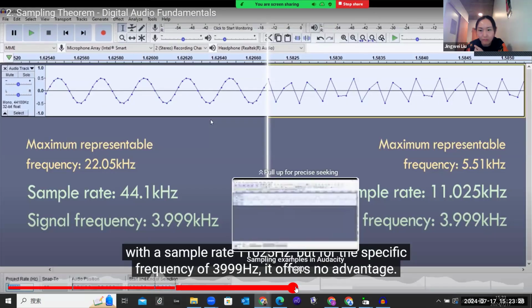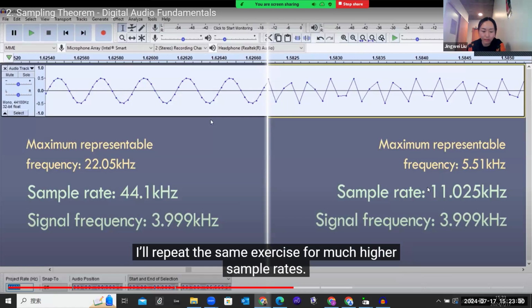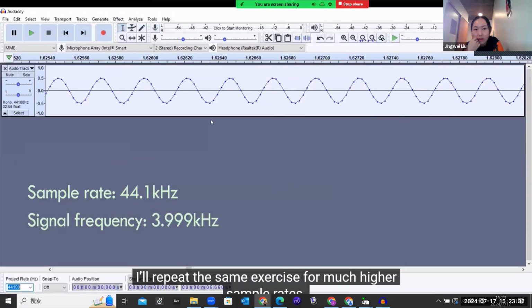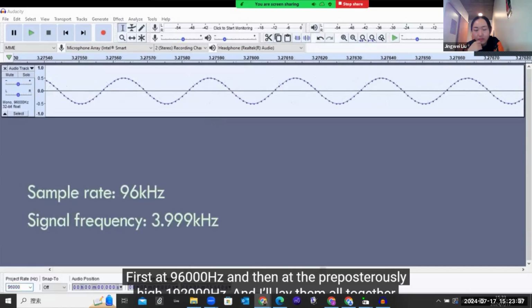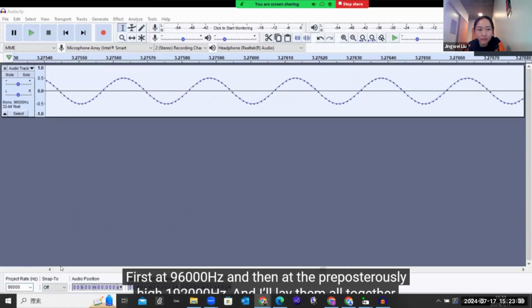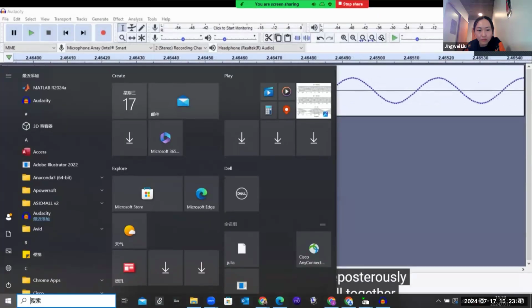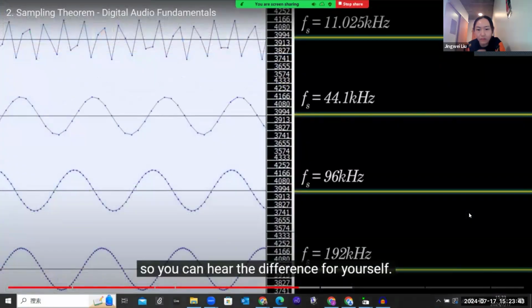399 hertz, it offers no advantage. I'll repeat the same exercise for much higher sampling rates, first at 96,000 hertz, and then at the preposterously high 192,000 hertz. And I'll lay them all together so you can hear the difference for yourself.